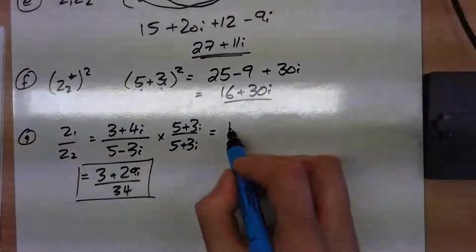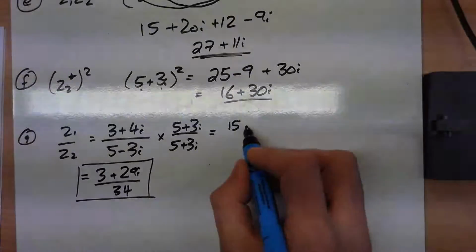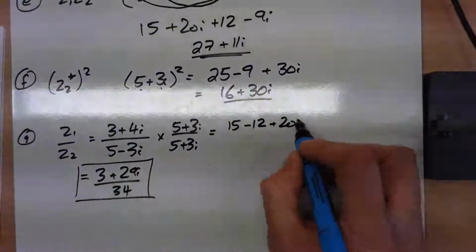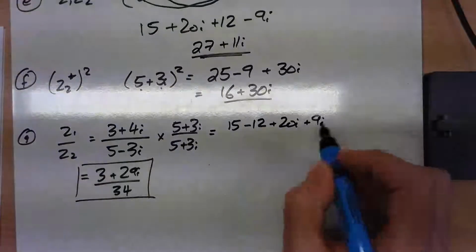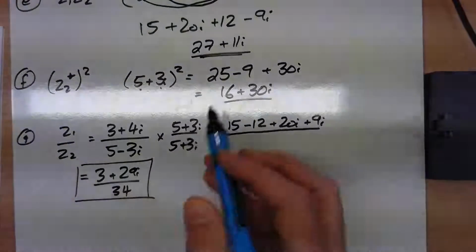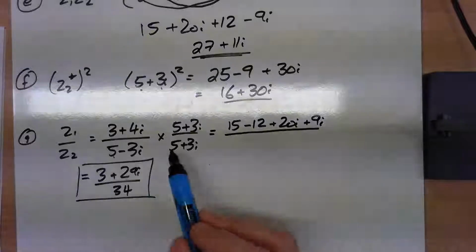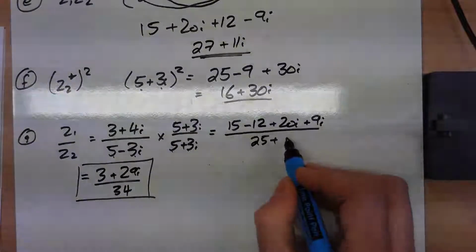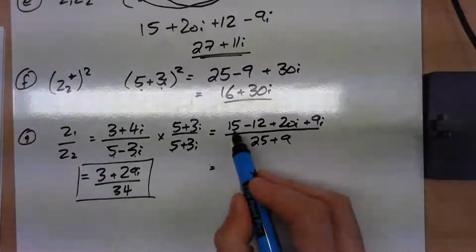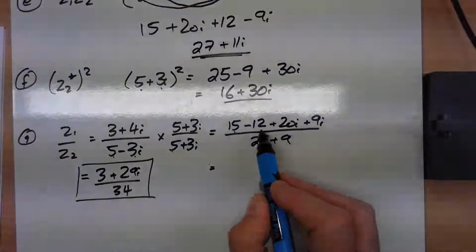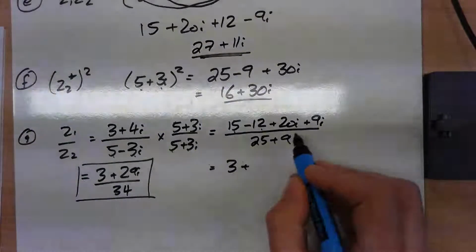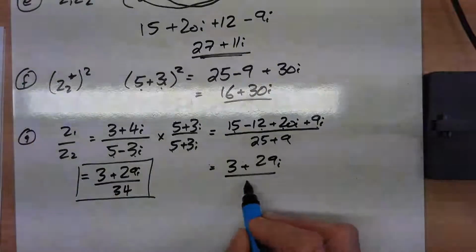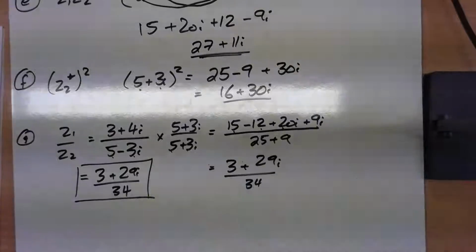On the top here, I've got 15 minus 12, and then I've got 20 i's and 9 i's. And on the bottom, this is what I was saying earlier, you do this so often, we've got 25 plus 9, giving us a grand total here of 15 take away 12 is 3, and 29 i's all over the 34. The same as we got in the calculator, obviously.